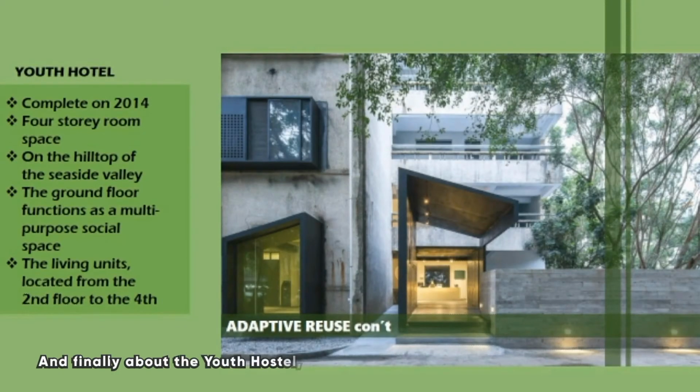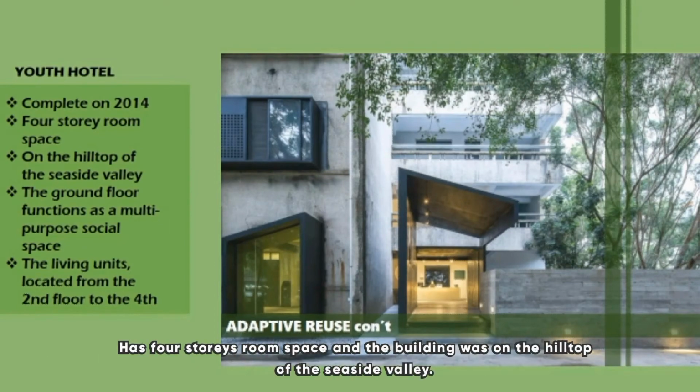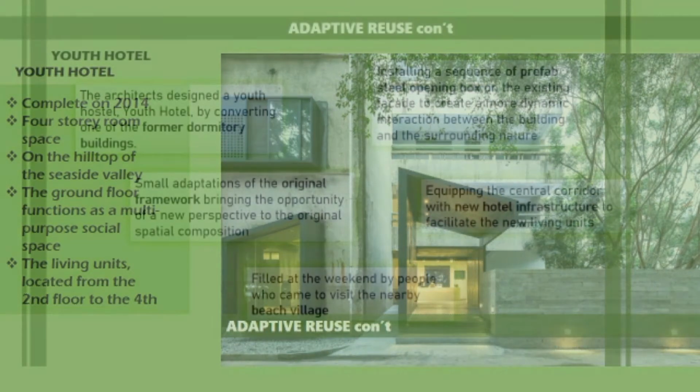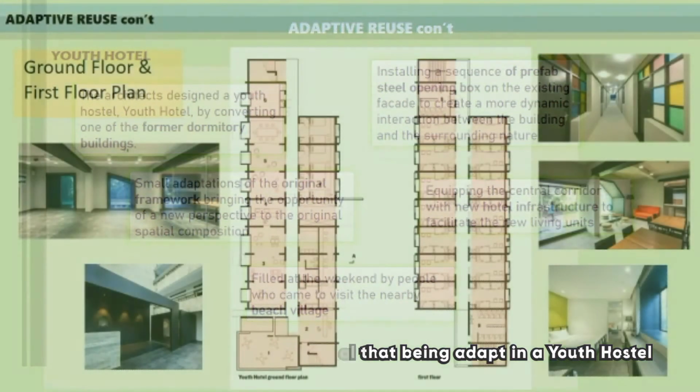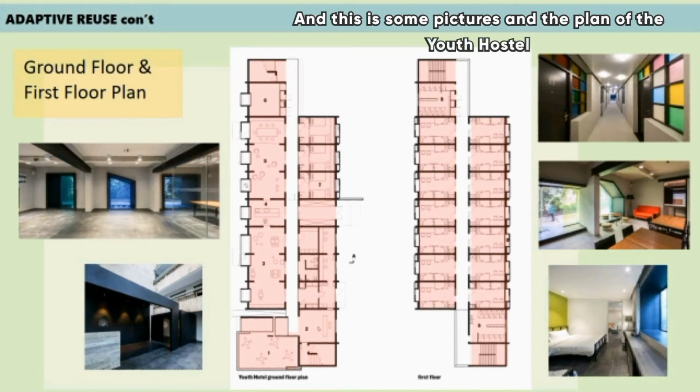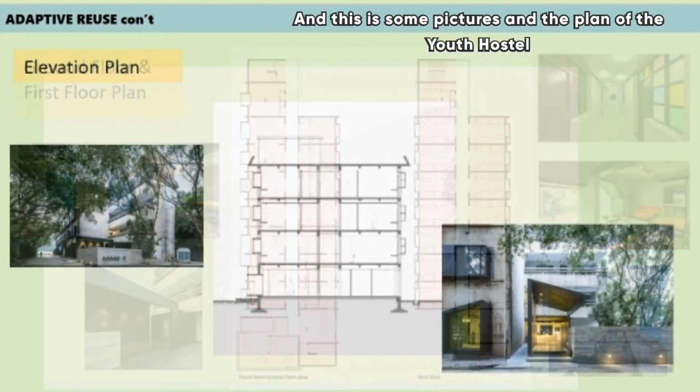And finally, about the youth hostel. It was completed in the same year as the other projects and has a 4-story room space, and the building is on the hilltop of a seaside valley. And these are some elements and materials that we adapted in the youth hostel. And there are some pictures and the plan of the youth hostel.